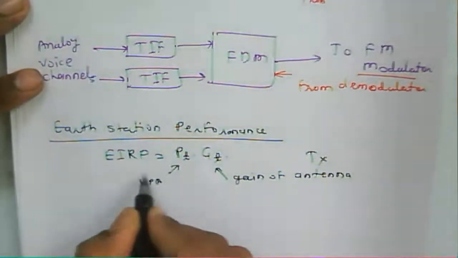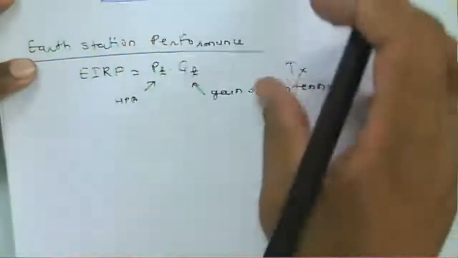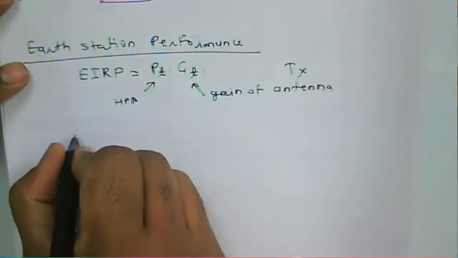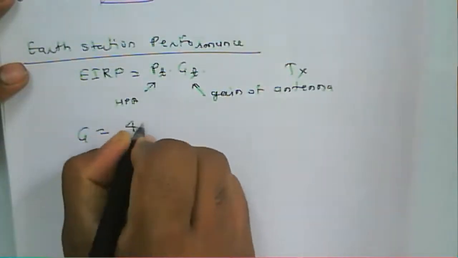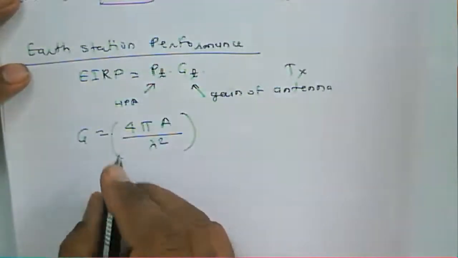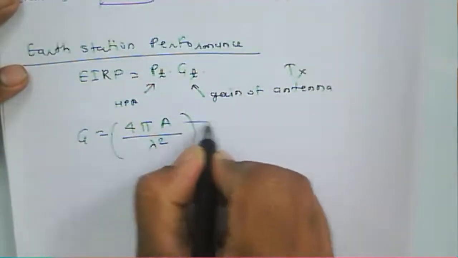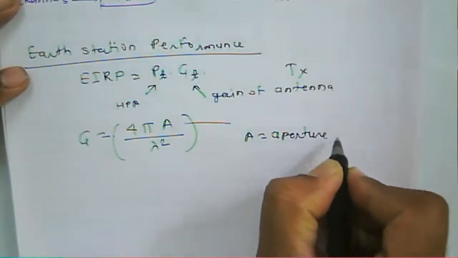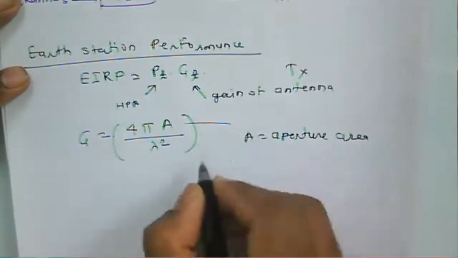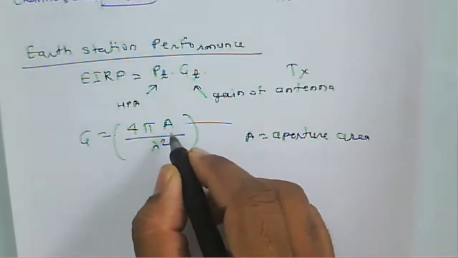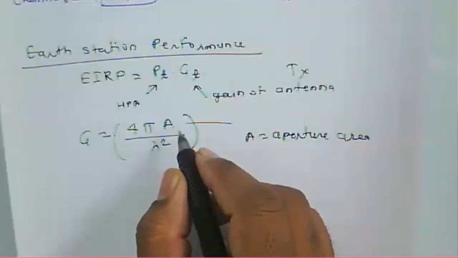So we can say that EIRP here, because at the transmitting side, it is the maximum power that can be transmitted by the earth station there. And the gain of an antenna, if you consider here, is about 4π/λ² times A. In this case, what is A? It is the aperture area of an antenna. So as the area of an antenna increases, the gain of the antenna increases.